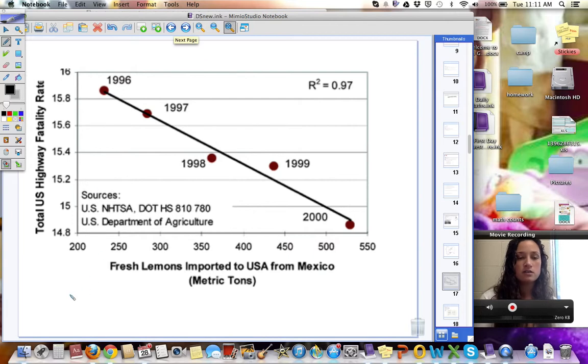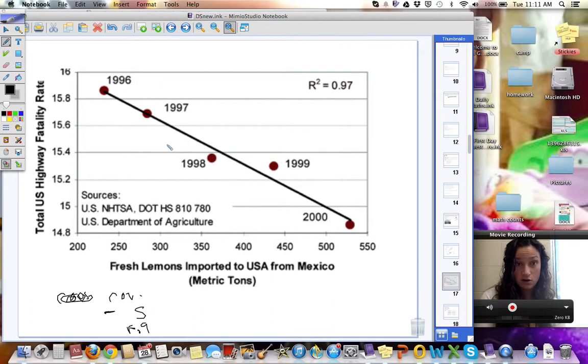For this one, correlation first, right? Correlation, we see that this is a negative correlation. It's pretty strong. I would say that this has like an R value of like a negative 0.9. Like they're almost all together. Like this is a really strong correlation.